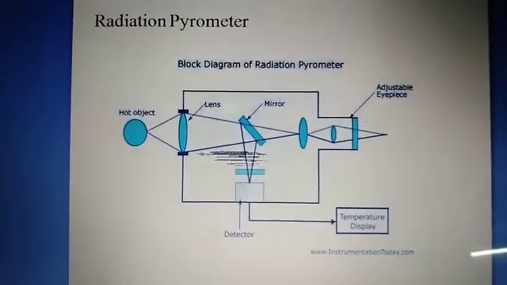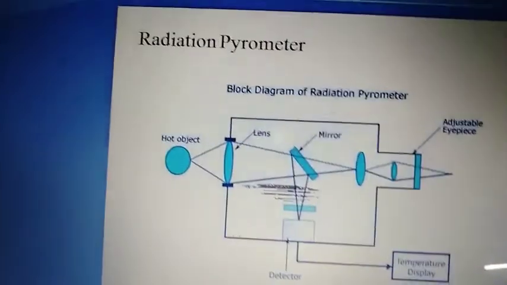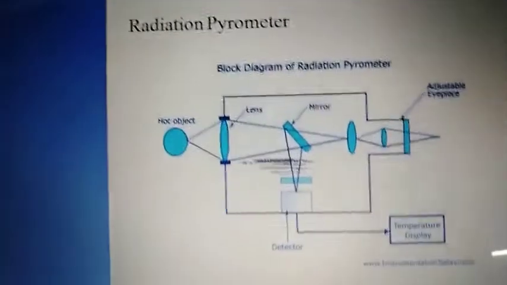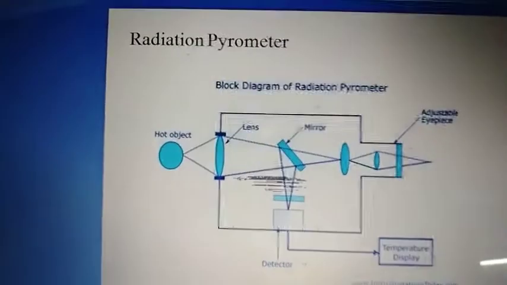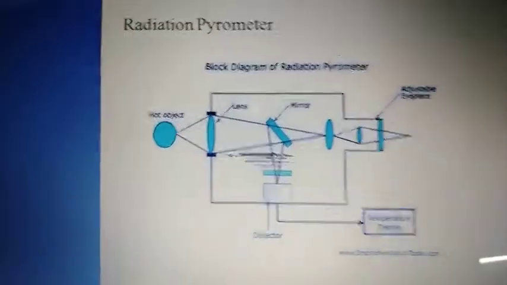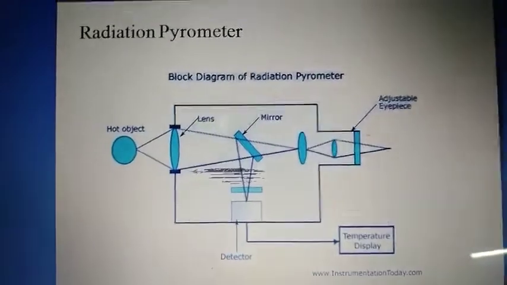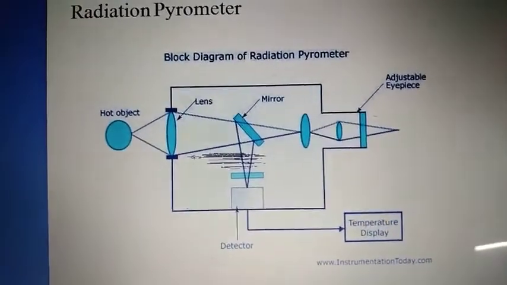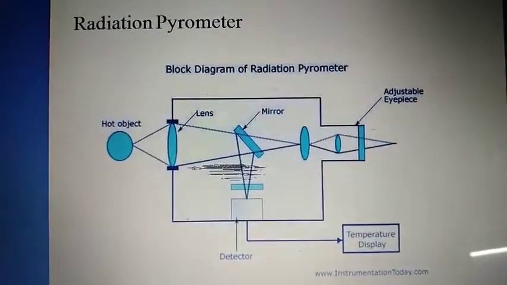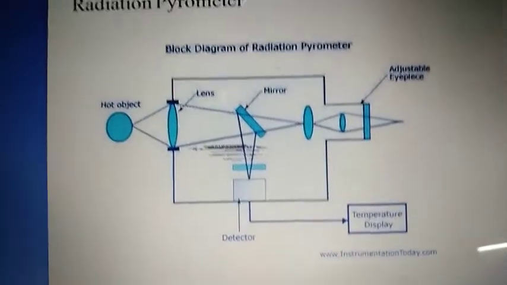So hello, good morning. In today's class, we will discuss the radiation pyrometer. The pyrometer is an instrument to measure temperatures. The radiation pyrometer measures temperatures between 700 degrees centigrade and 2000 degrees centigrade.